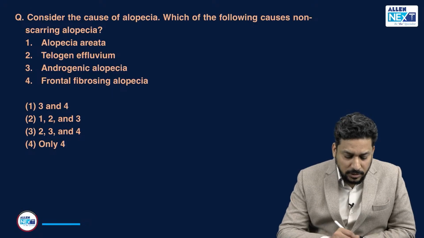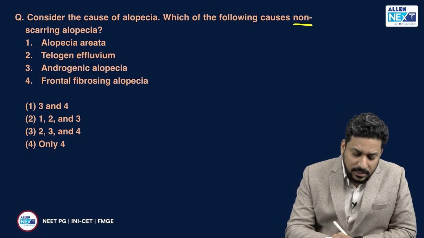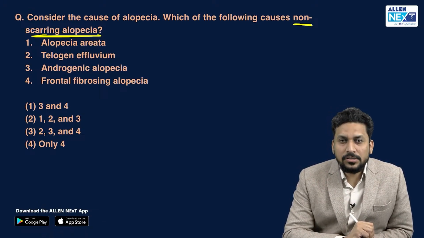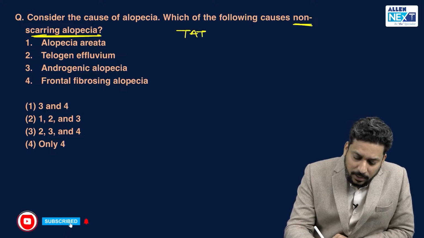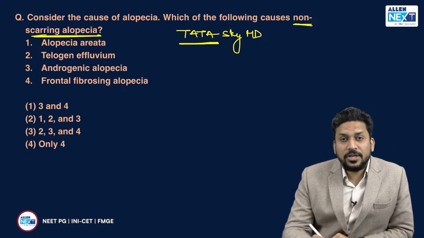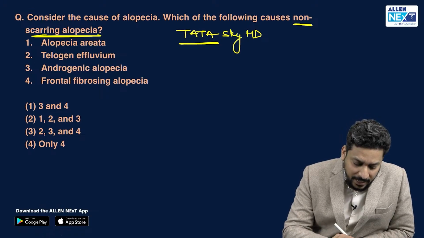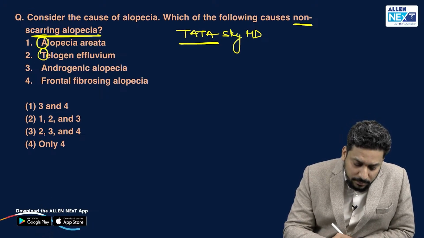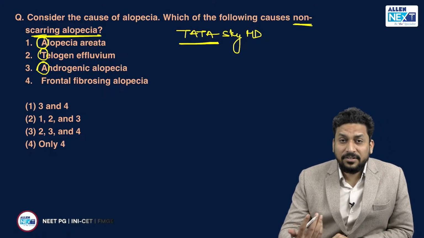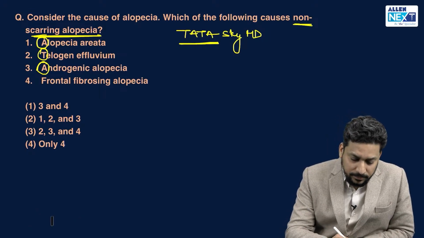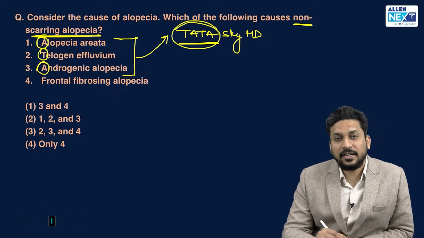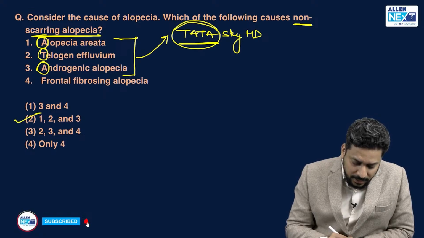Which of the following causes non-scarring alopecia? For non-scarring alopecia, I'm going to give you one mnemonic here. You can remember all the conditions which cause non-scarring alopecia with the help of Tata Sky HD. All of these start with A and T: alopecia areata, telogen effluvium, androgenetic alopecia, anagen effluvium, traction alopecia. All of them cause non-scarring alopecia. So the answer becomes 1, 2 and 3.